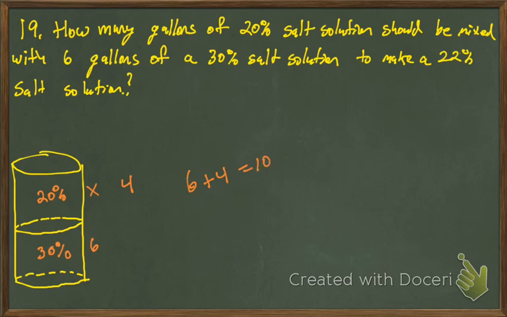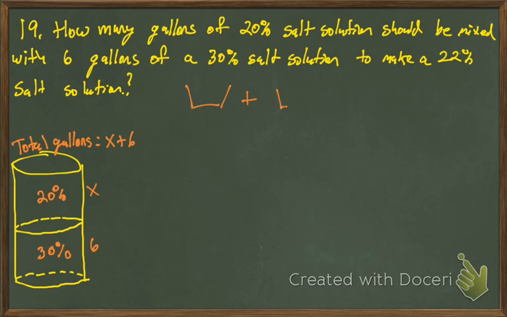However, I don't know if that's really what I'm going to add, so I'm going to say it's 6 plus x instead. Okay, so the total number of gallons is x plus 6 or 6 plus x. Doesn't matter which order you say that in, because addition is commutative. So total gallons is x plus 6. We'll get out our mixing cups. So there they are.